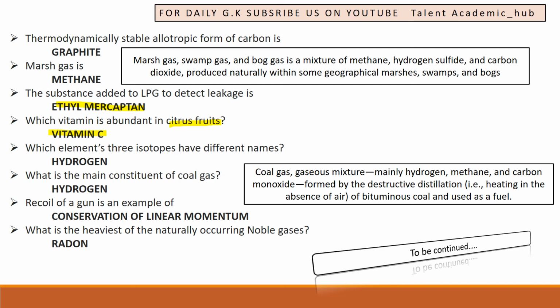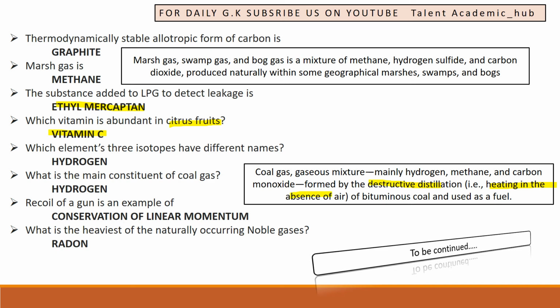Coal gas is a gaseous mixture of mainly hydrogen, methane and carbon monoxide, formed by the destructive distillation, that is heating in the absence of air, of bituminous coal, and is used as a fuel. So the main constituent of coal gas is hydrogen.